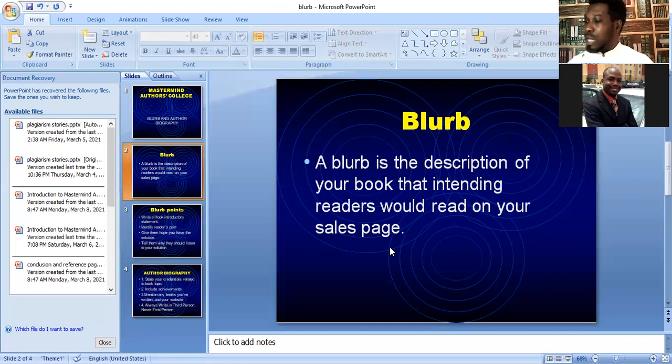So if you want people to buy your book, you must write a blurb that would do a good job, that will explain what your book is about and why people should read it.